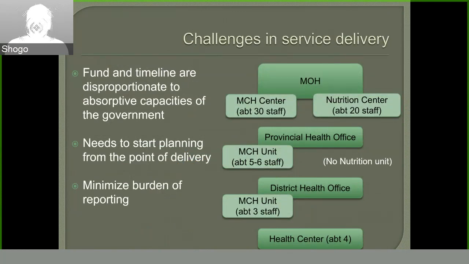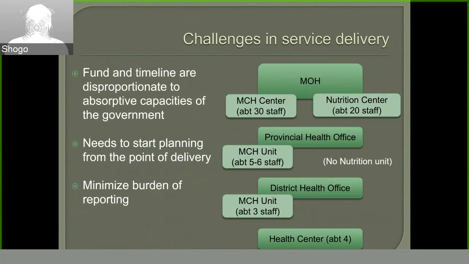So this was a challenge, which we still have as a challenge. The last two, about the policy documents, the framework, and also about the budgeting, are more about the input. And this is more about the process level of the implementation, the challenges in the actual service delivery.